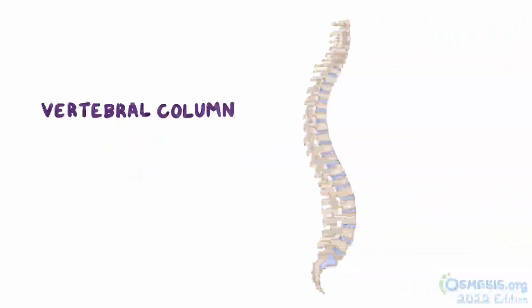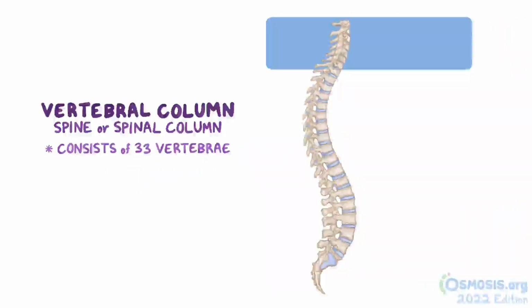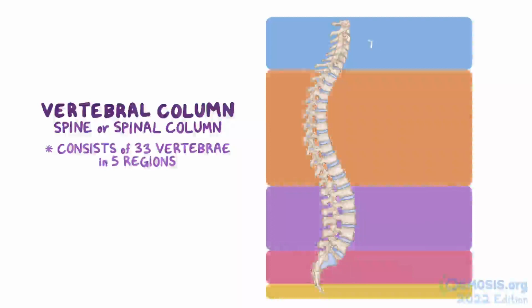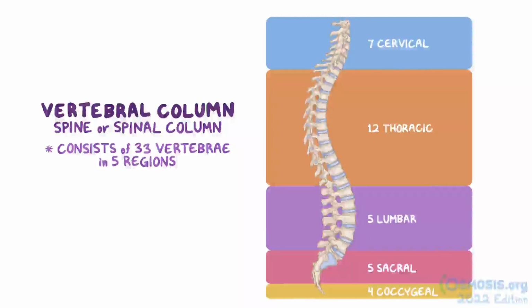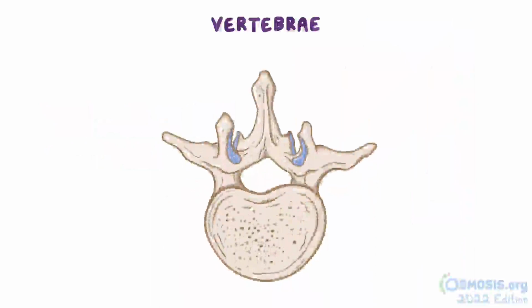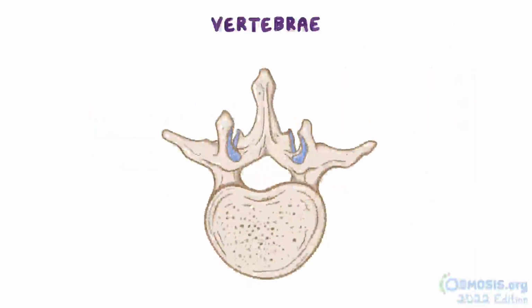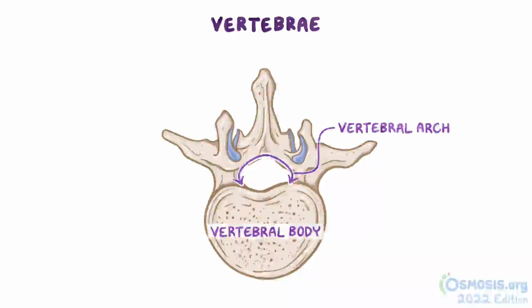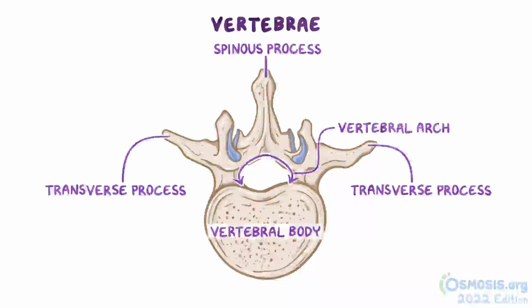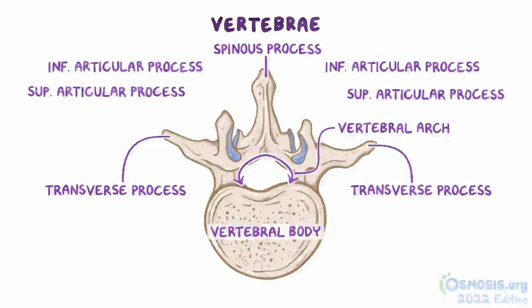The vertebral column, commonly referred to as the spine or spinal column, consists of 33 vertebrae organized in 5 main regions: 7 cervical, 12 thoracic, 5 lumbar, 5 sacral, and 4 coccygeal. The vertebrae come in different shapes and sizes, and they have unique features depending on their region. Typical vertebrae have a basic structure in common, consisting of a vertebral body, a vertebral arch, and 7 processes: a spinous process, 2 transverse processes, and 2 superior and 2 inferior articular processes.